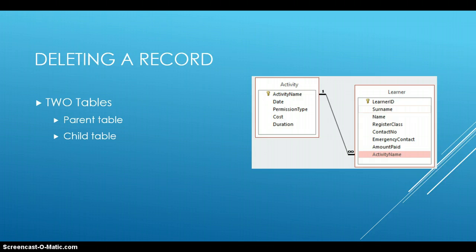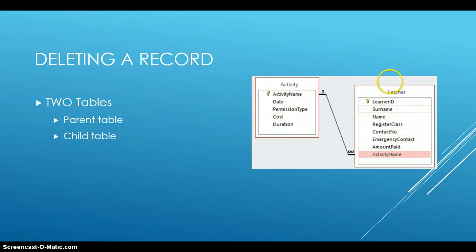We're dealing with a parent table and a child table, which are obviously connected. Now, in this scenario, we have an activity and the details of the activity, and this is the parent table. And then we have the learner table, which has details of the learner, and the activity that the learner can select is obviously dependent on the options that are available from the activity table. That is why activity name is a foreign field.